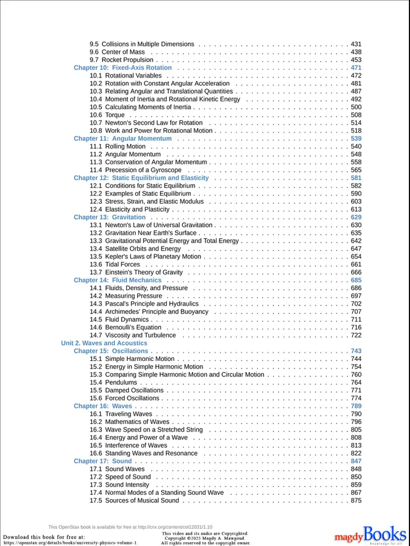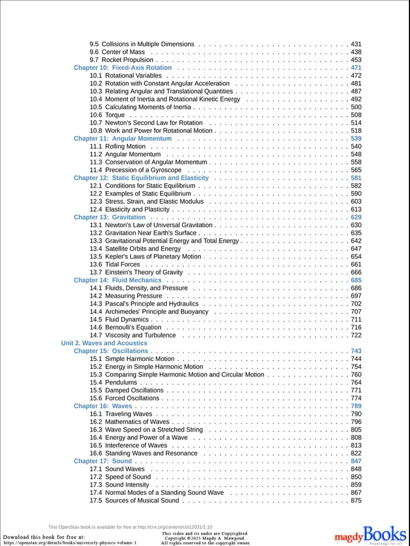Chapter 16. Waves. 16.1. Traveling waves. 16.2. Mathematics of waves. 16.3. Wave speed on a stretched string. 16.4. Energy and power of a wave. 16.5. Interference of waves. 16.6. Standing waves and resonance.